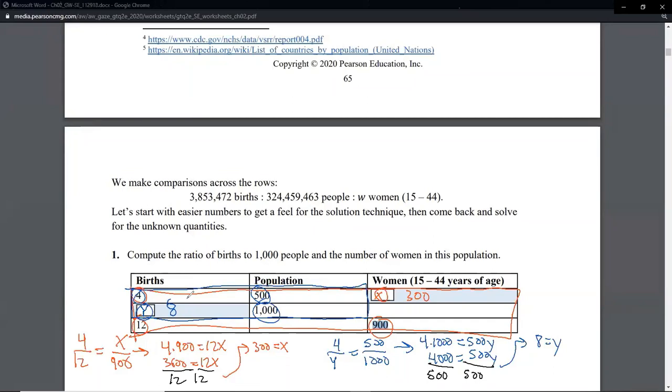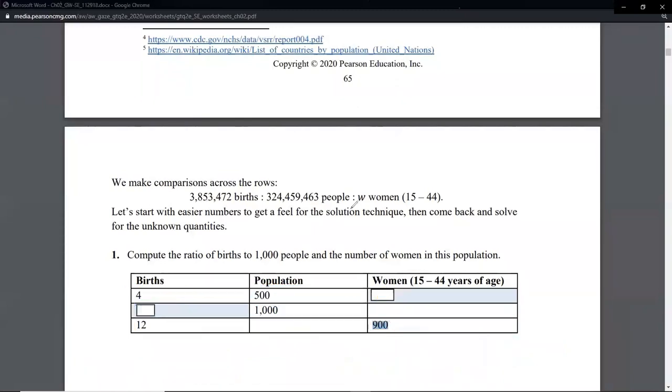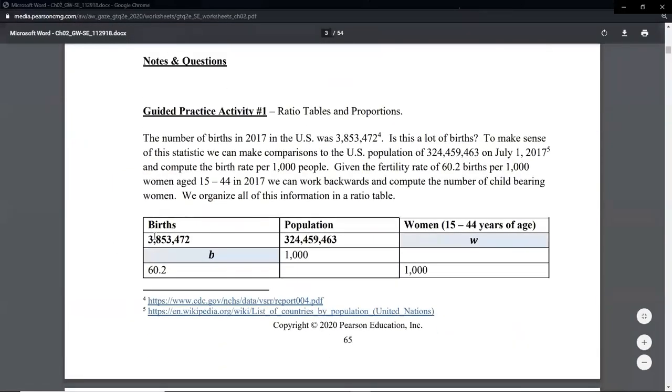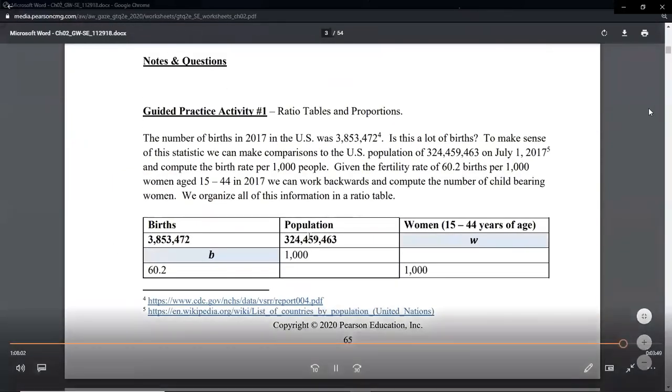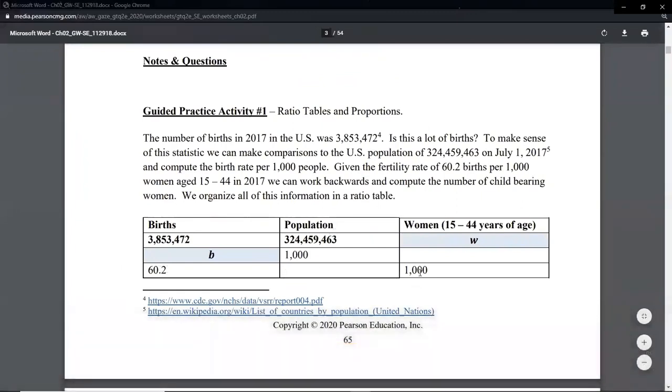I'm thinking we'll call it a day there. So we haven't finished this section. What we'll do next time is go and complete that original problem, but instead of having nice, easy, pretty numbers like 4, 12, 500, 1,000, and 900, we're going to go back to having numbers of 3.8 million, 324 million, 60.2 births per 1,000 women of birthing age, scaling the population to 1,000.